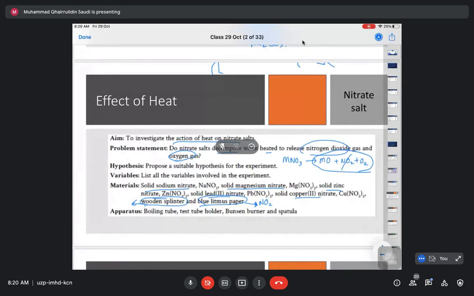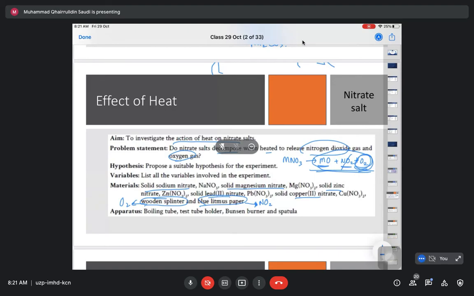Hydrogen gas. Ada hydrogen gas kat sini. Oxygen. Yes, oxygen. Okay, sebab hipotesis kita kata tadi, nitrate salt bila kita panaskan, kita akan dapat metal oxide, nitrogen oxide dengan oxygen gas. So kita kena ada benda untuk test, betul tak nitrogen dioxide yang keluar, betul tak oxygen yang keluar.